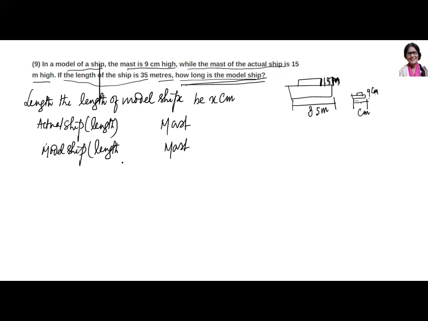Okay, so what is here? 15 meter. Here your mast is 9 centimeter. For model shape it will be 9 centimeter, and this is your 15 meter. And this length of the ship is 35 meter, and model is not given.